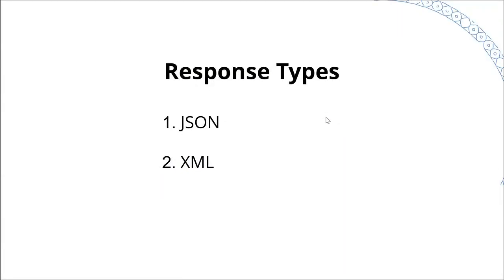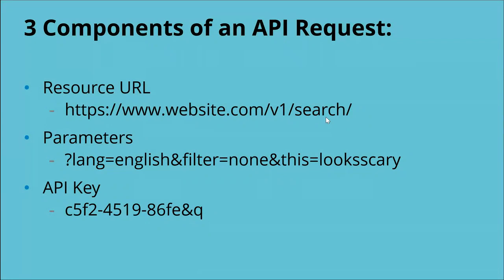Okay, and the type of responses is either JSON or XML, right? And there are three components of this API request that we can make. One is using the resource URL, and we can do using the page parameters. Just to reiterate, we've been using this page parameter in the dynamic pages in yesterday's session. So we can use something like that. Also, we can do it with API keys.